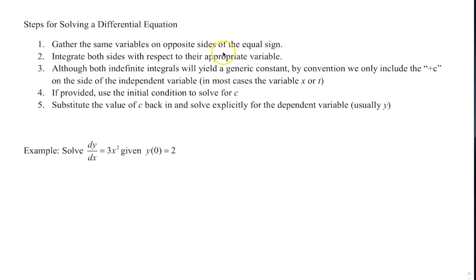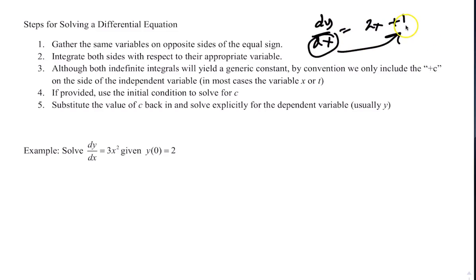Gather the same variables on opposite sides of the equal sign. So all that means is this. If I have something like dy/dx equals 2x plus 1, I want to put the dx on that side. I want all the same variables, all the dx's on one side, all the y's on the other side. That's the first step. We're going to separate. And then we're going to integrate both sides with respect to the appropriate variable. That's why we need dx on that side.